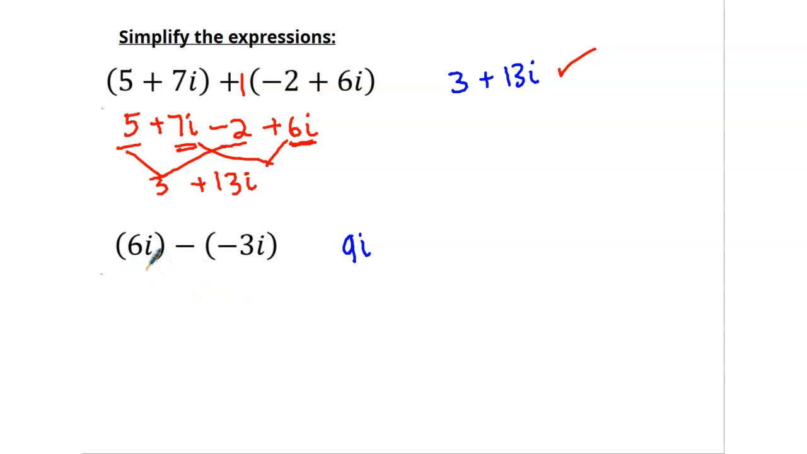Here, all you're going to do is just remove the parentheses. 1 times any number is going to be the same number, so 6i. Negative 1 times negative 3i is going to be positive 3i. It's only 2 like terms, and then you combine, you get 9i. And that's what we got from the calculator.